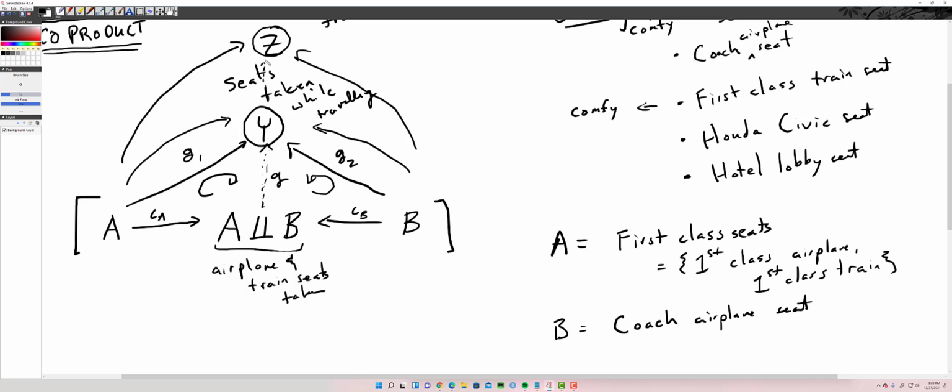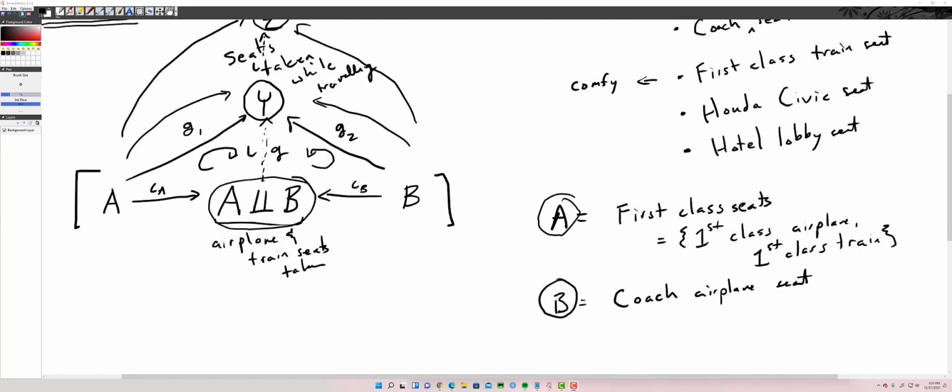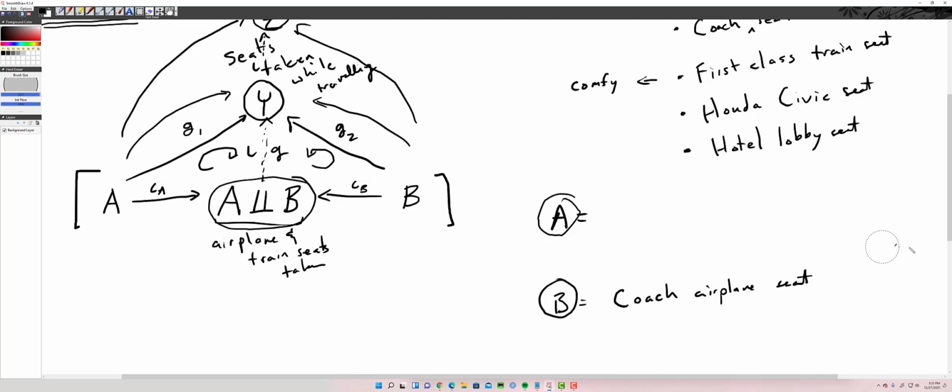But notice that at each point I've got kind of an inclusion map here, right? These are included in these, are included in these. And the most basic way to put this is the airplane and train seats taken. Let's think of, is there a more basic way to put the disjoint union of A and B? There's not. I could also write this as, let's think of another one.